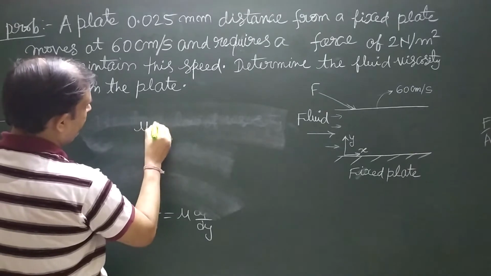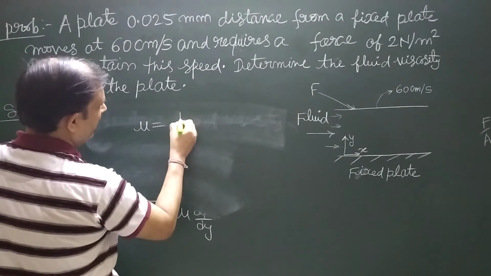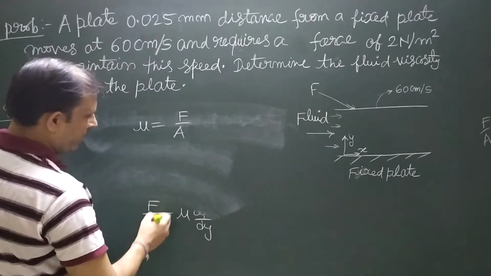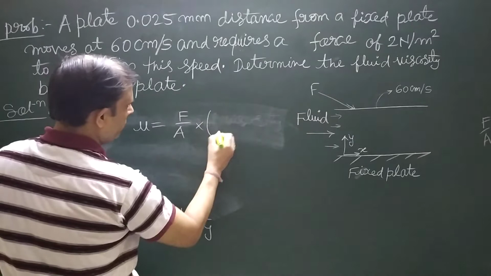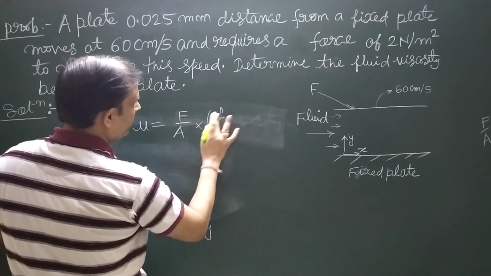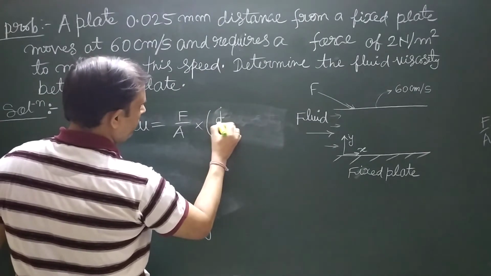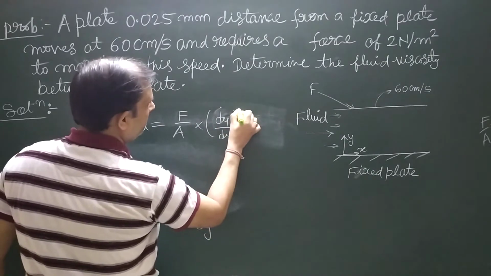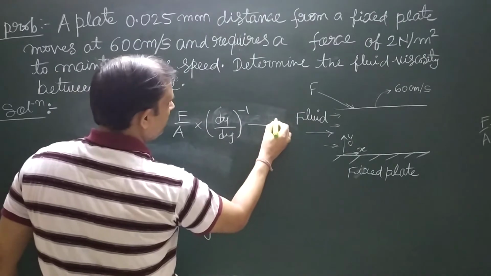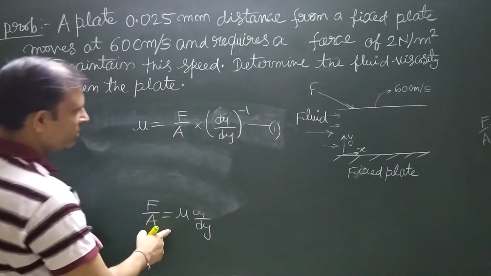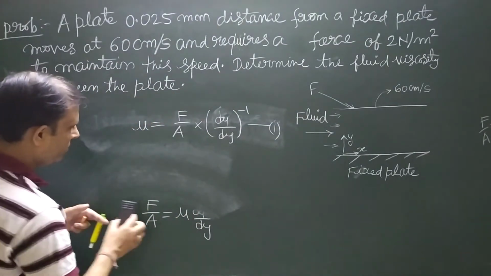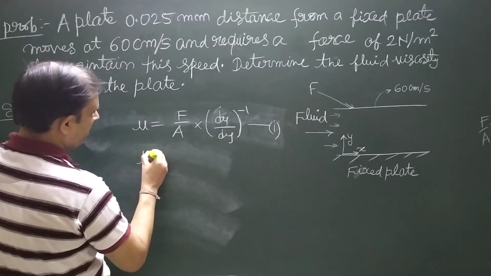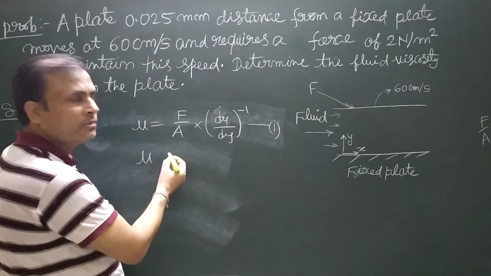mu equals F by A into dy by du, that is, du by dy inverse. We can also write this equation in this form. Now we are going to calculate the unit of viscosity.